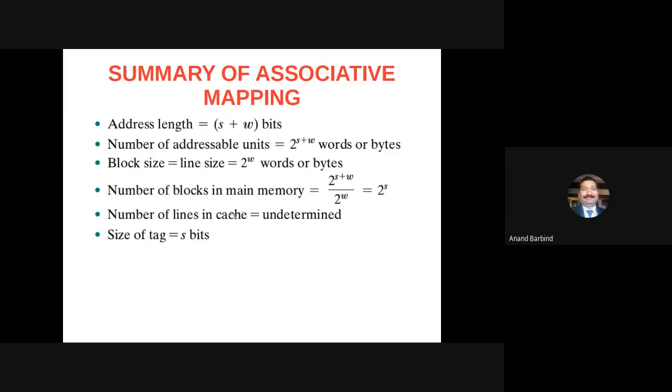Whereas the number of lines in the cache, there is no restriction or relation of the fields in the address to the number of lines. You can have any number of lines in the cache. Whereas the size of the tag is S bits. So this is the difference. In the direct memory, the size of the tag is S minus R, whereas here the size of the tag is S bits.